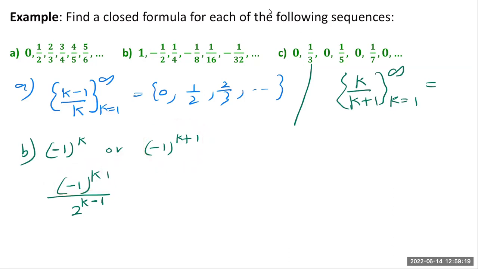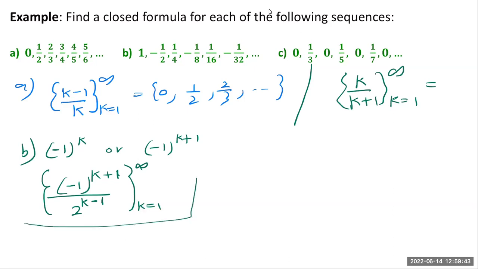So this should be minus 1 to the power k plus 1 divided by 2 to the power k minus 1. This is the closed formula for your sequence. If you want, you can write k is equal to 1 to infinity. If not, you can just leave it, because if nothing is written, you always assume that the starting index is 1. All right, that completes that example.